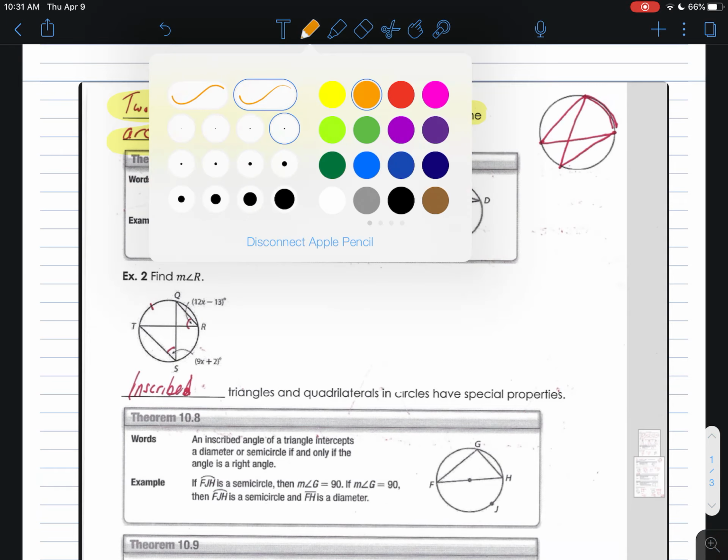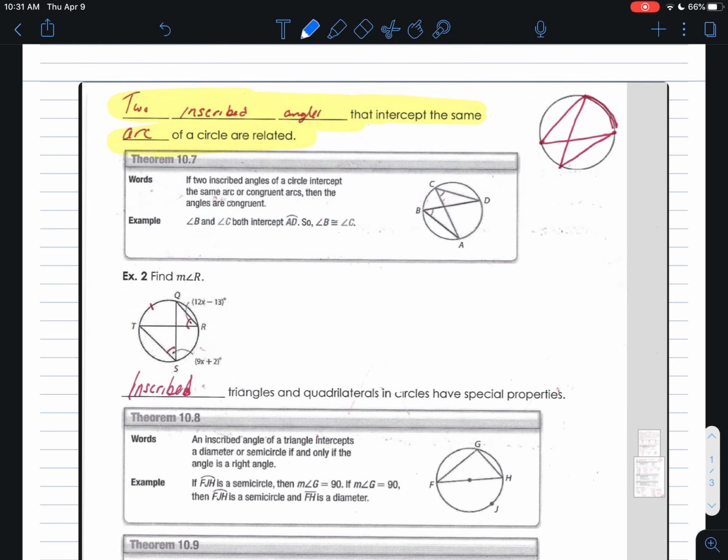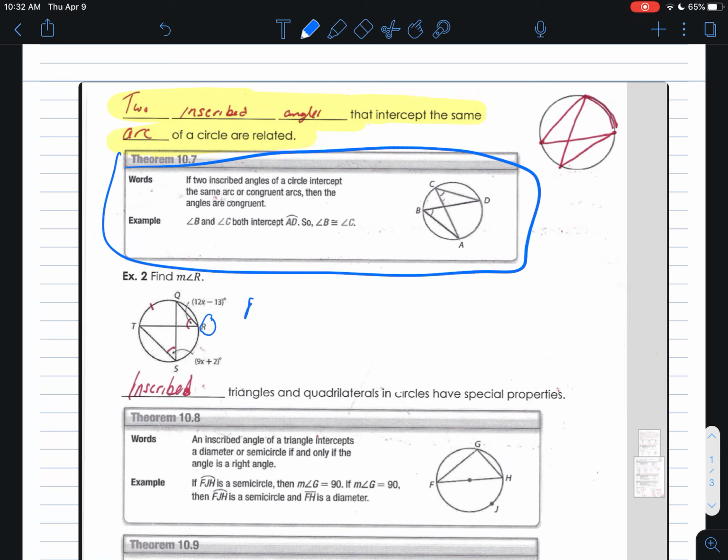Okay, now moving to example 2. What we need to find is the measure of angle R. So, first things first, we have to understand, because of this theorem right here, that the measure of angle R is actually equal to the measure of angle S. I wrote that way too big. So that's why they're two congruent marks right here. So in saying that, all we have to do is set the equations equal to each other.